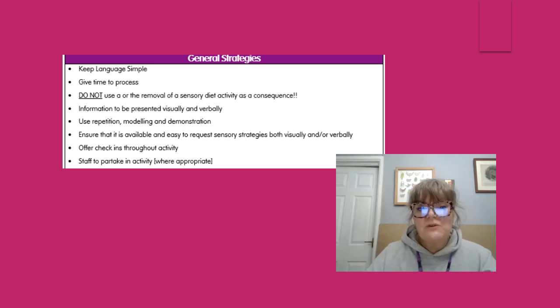Information to be presented visually and verbally as appropriate. Use repetition, modelling and demonstration. Ensure that it's available and easy to request sensory strategies both visually and verbally. Offer check-ins throughout the activity. So if you're doing particularly proprioceptive touch, or if you're using a TheraBrush on their arms, check that it's okay. Are you still okay with this? Is this okay? And when appropriate, staff can partake in the activity.